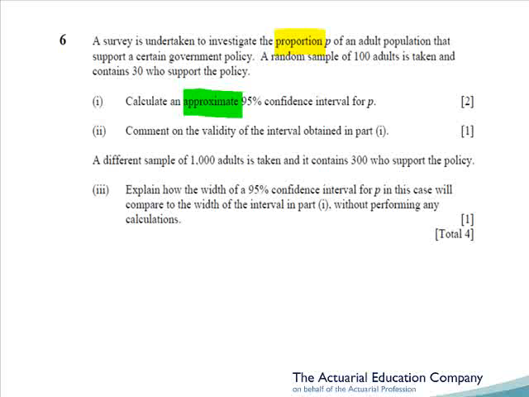In part 3 we're going to explain what happens to the confidence interval as the sample gets larger. Hopefully your statistical sense will tell you that larger sample size means that we're more confident in our results, and so the confidence interval will be narrower. However, it does ask us to explain this, so simply saying it's narrower won't get you the mark. The best way to do this is to consider what happens to n in the formula.